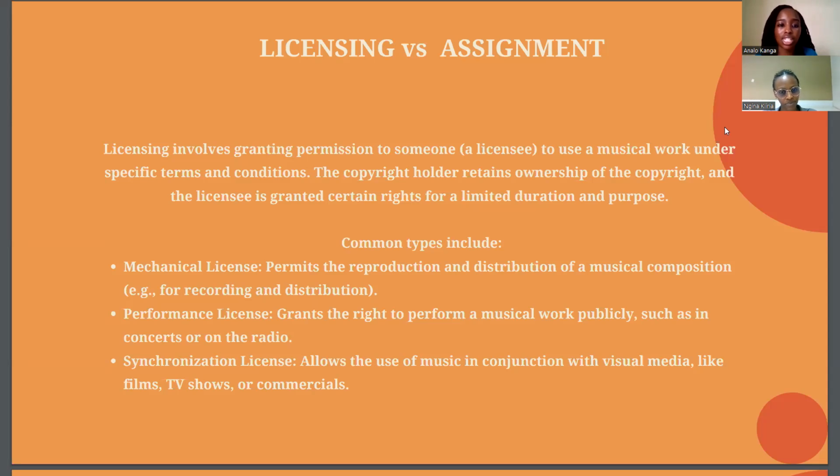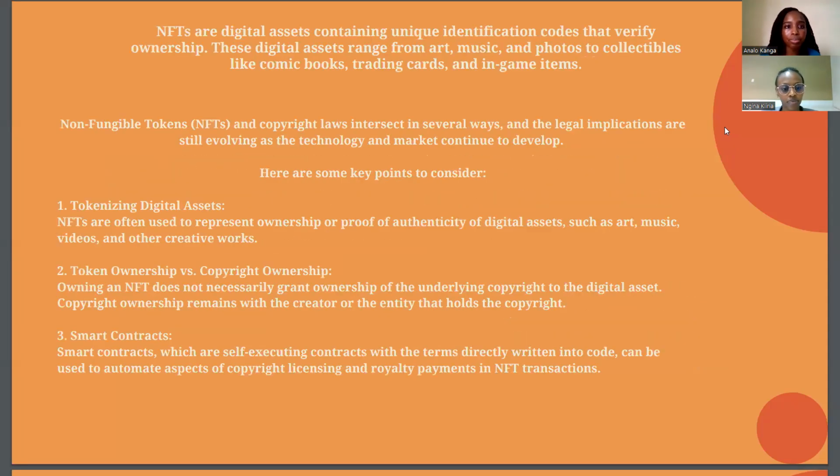Common types of licenses are mechanical licenses, basically the right to reproduce and distribute your work. Performance licenses to put your work in public spaces, and synchronization licenses. This is very common, especially in the music business. This is putting your music or your work into films, Netflix, Showmax, and so on and so forth, okay?